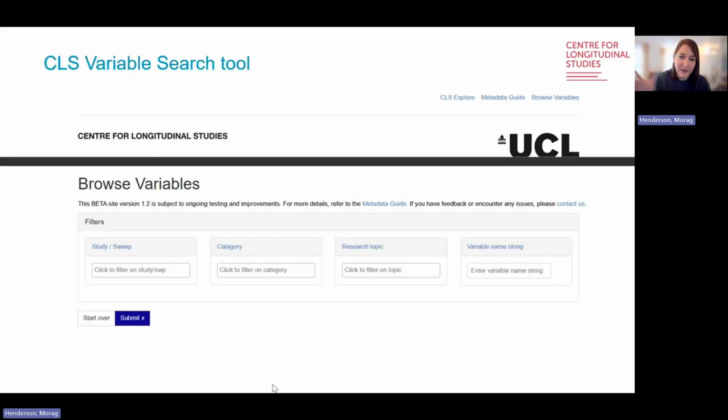There is a more user-friendly approach, and this is currently being beta tested, so it's going to be in constant development for a little while, and we're going to be releasing improved versions as we go. But the slide is actually linked so that you can search for it yourself, and here you can just put in the study or the sweep that you're interested in, the category, the research topic, or the variable name if you know it. So it's a way to filter through essentially what the contents of that Excel spreadsheet were.